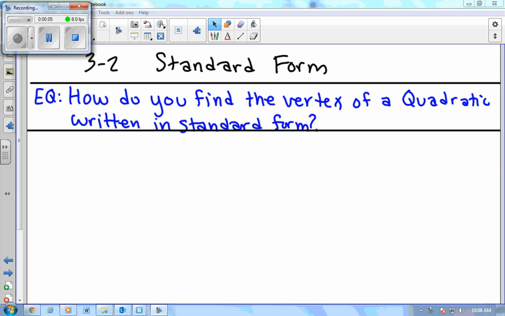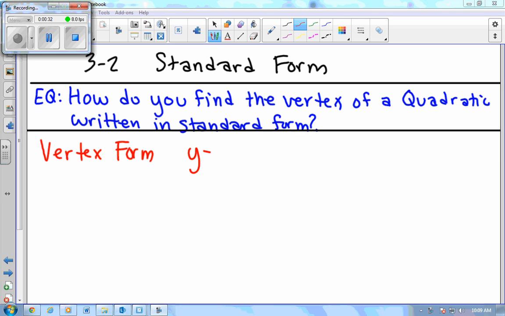Yeah, quadratic, standard form. How do you find the vertex of a quadratic written in standard form? It's not as convenient as vertex form. If you remember, vertex form is y equals a times the quantity x minus h squared plus k.